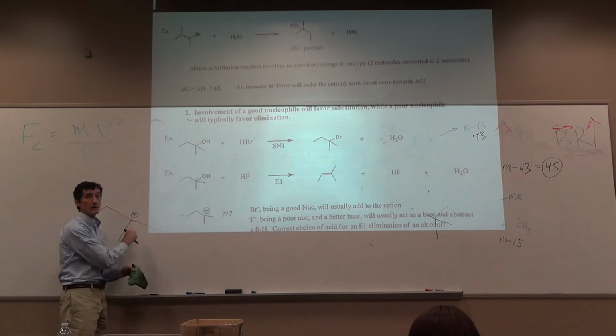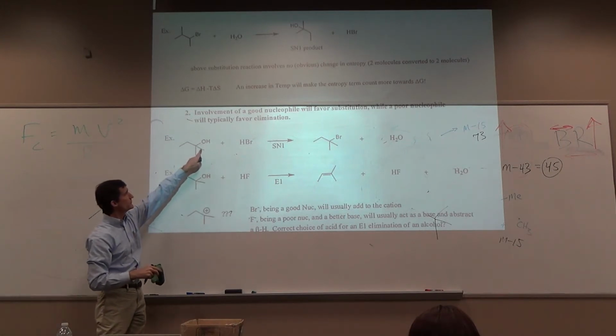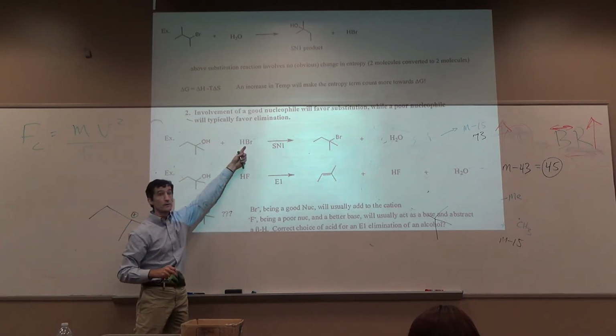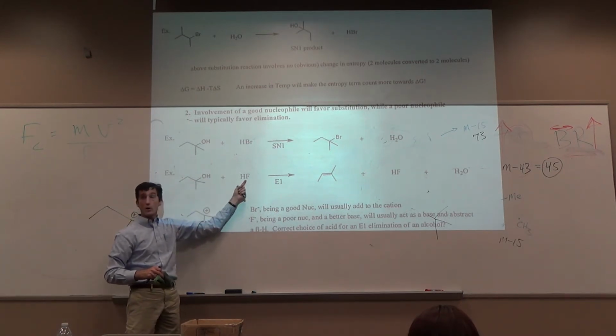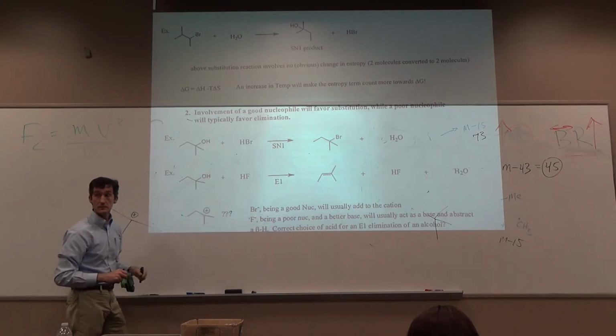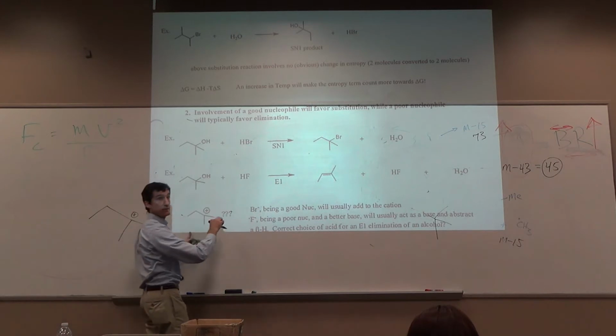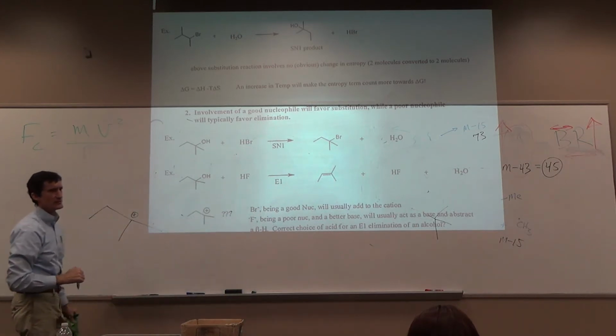How do you get to this point? I'm not going to do the full mechanism. What's the first step to get to that point? Protonate the OH, either with HBr, a strong acid, H+, or that H+. They're both really strong acids. I mean, that's one of your seven wonders of the world, right? Strong acid? HF is also fairly strong.